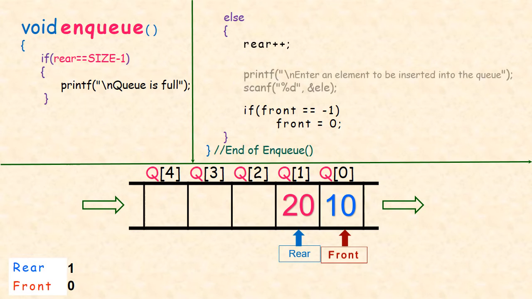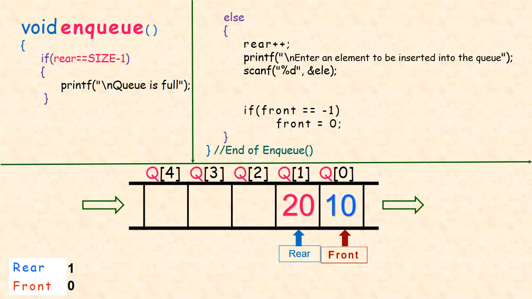Okay, so using a scanf statement I read the value, and q of rear is equal to ELE, q of 1 is equal to element. If I assume the element value is 20, 20 is placed in this position. Now I will repeat the same for the third element. If you don't have a proper understanding previously, please listen to this carefully again. I am doing the same process, inserting the third element.